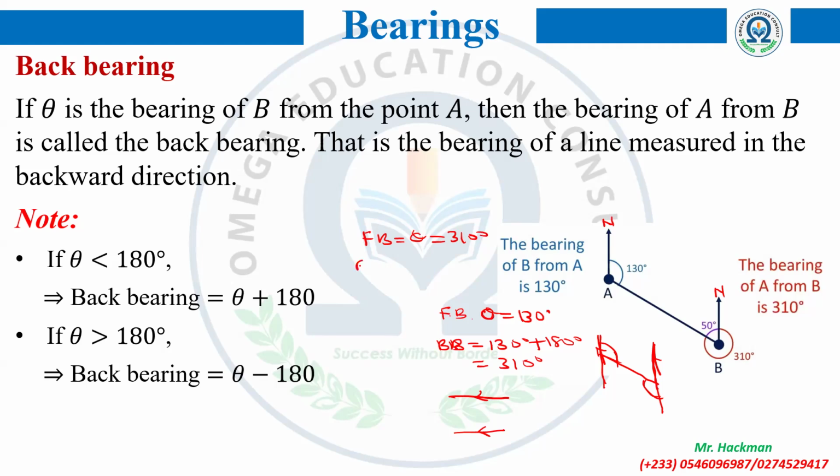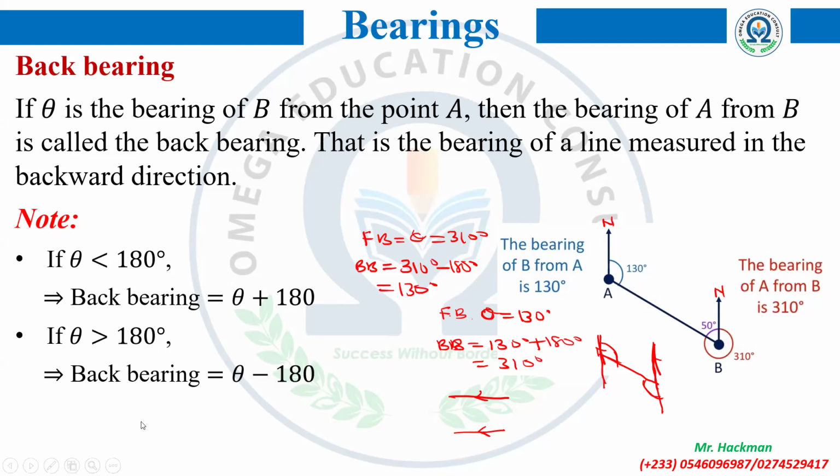So it means your back bearing will be equal to, remember we said it will be theta minus 180 if your forward or front bearing is greater than 180. So that would be theta, which is 310, minus 180 degrees. And obviously that gives us 130 degrees. So you see the validity of the concept or the formula that you have here. My point well made.